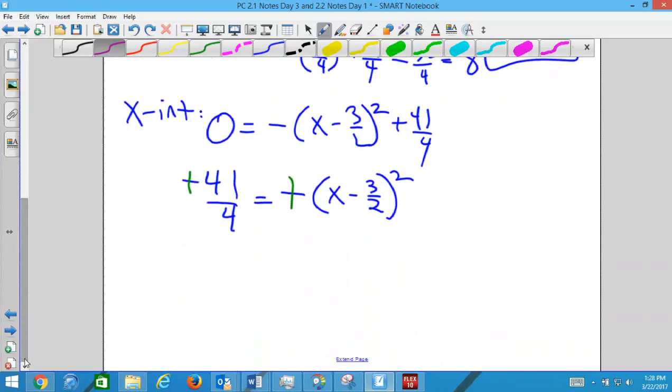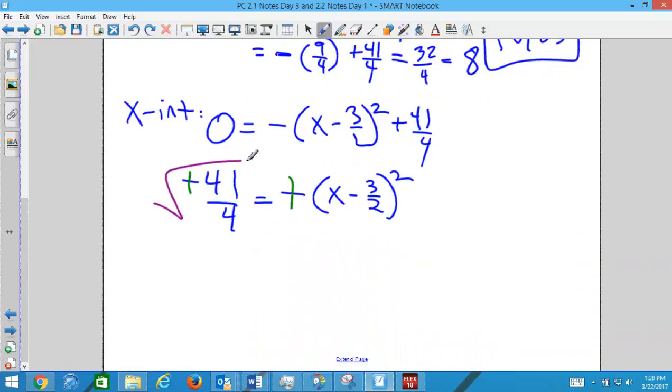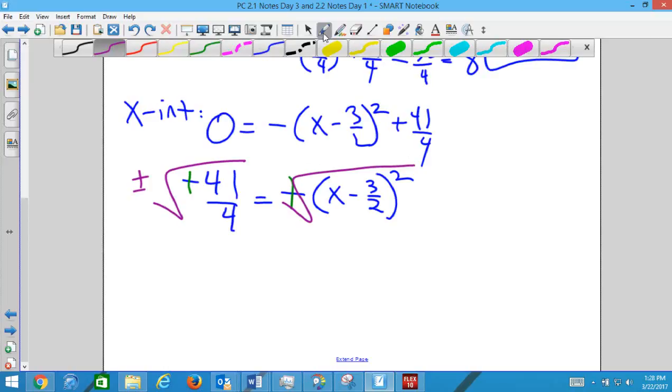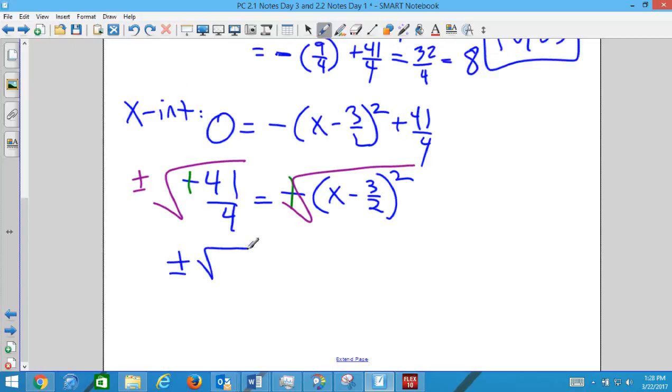Okay, so now what am I going to do with this stuff? Okay, well what if I square root? Plus minus, right? I'm going to get plus minus square root 41 over 2. Oh my gosh, how did I get that? You square root the top and you square root the bottom separately. So when I square root 41, I can't do that, but when I square root 4, I can.